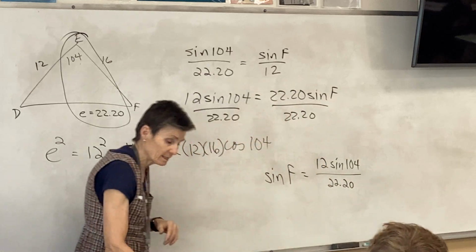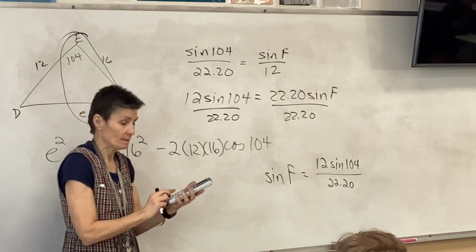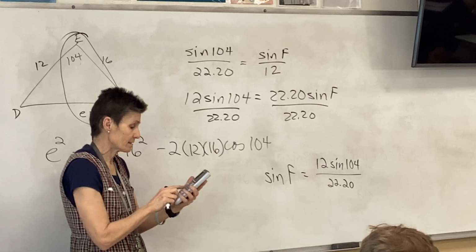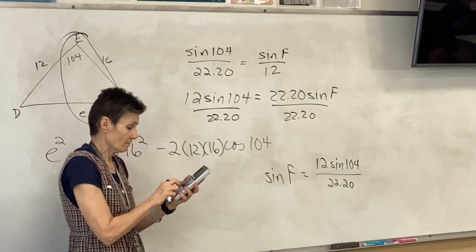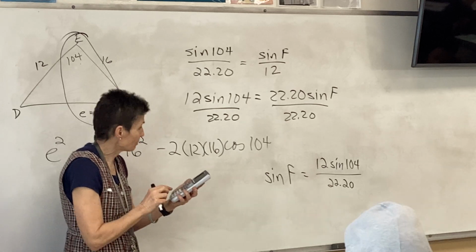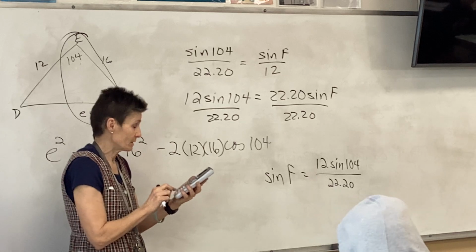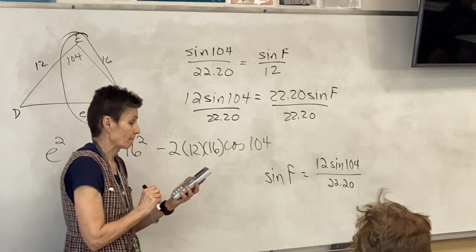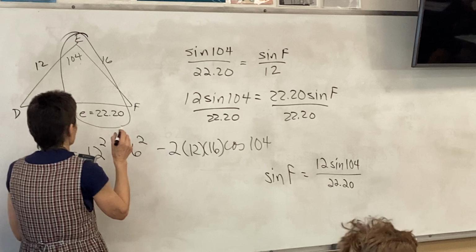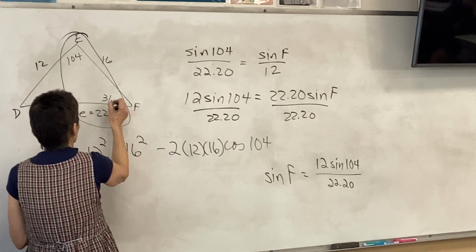How do I put that into my calculator? Inverse sine. So second sine, 12 sine 104, close parentheses, divided by 22.2. No, that's it, it's good. Did you get 31.63? Oh, sine to the negative 1, yeah.